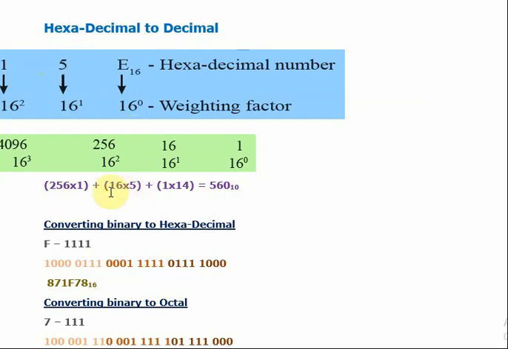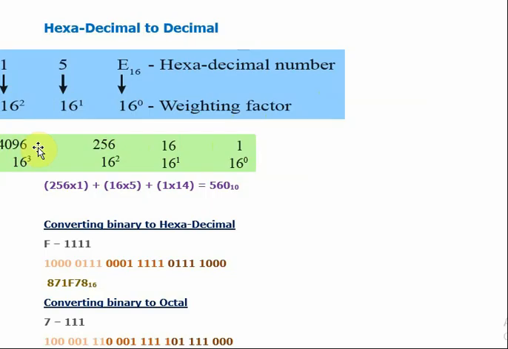Here the value is 5. The place value is 16. Then here the place value is 1. So E means, we know A is 10, then B 11, C 12, E 14. So then 14 multiplied by 1, you are converting to decimal. Very simple. For any number to decimal, we only need to know the weighting factor. You can just write the weighting factor. Even these powers you need not write. If you can put these values, okay, right? Very clear.